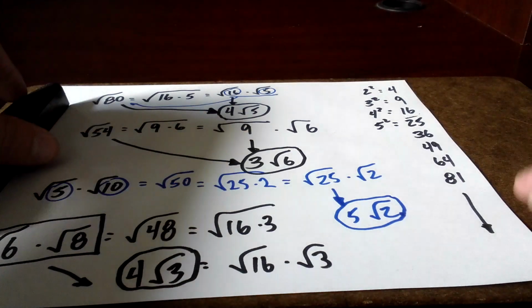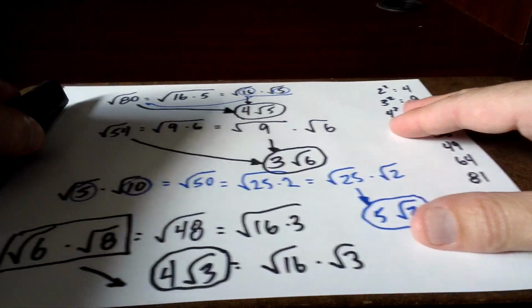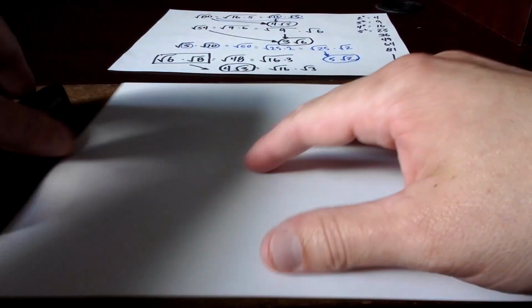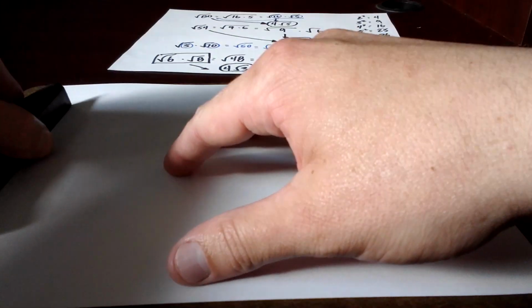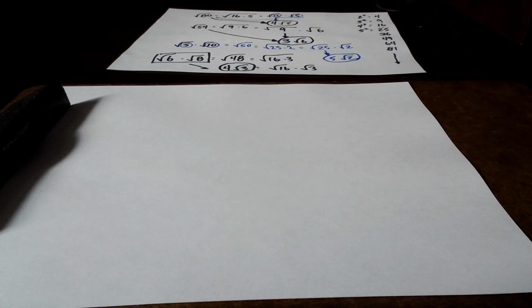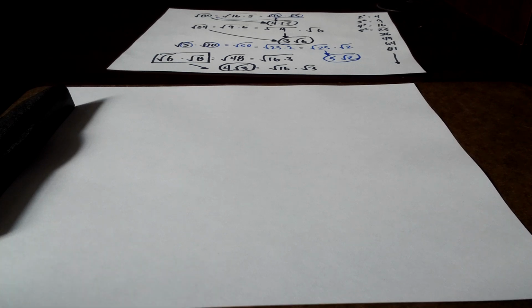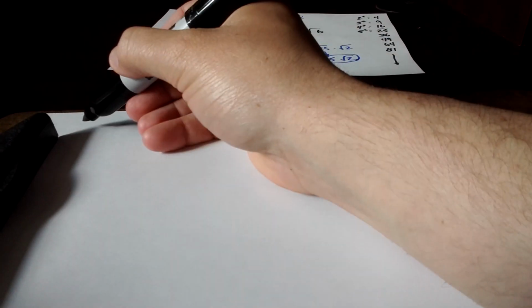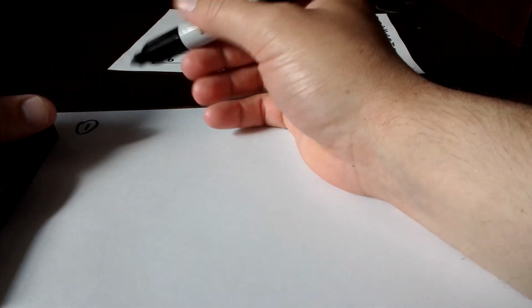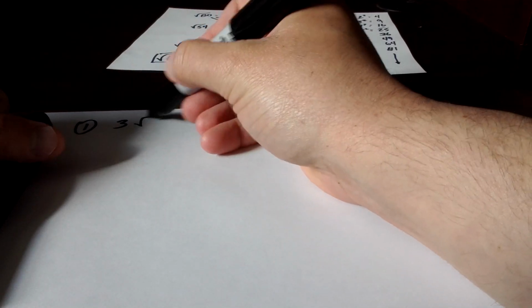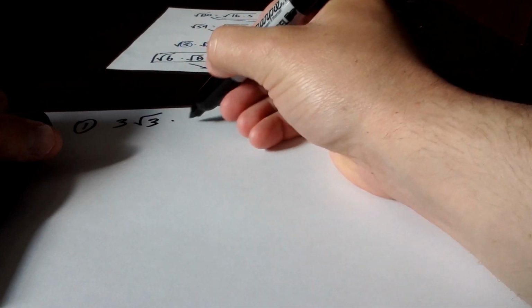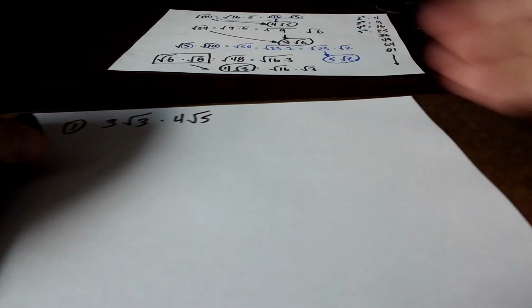Okay, folks. What we're going to do now is I have a couple of problems you can't find in your book, but we are going to go ahead and try those. So again, we're going to try 3 of them here. I'll call this first one 1, and it's going to be 3 radical 3 times 4 radical 5.